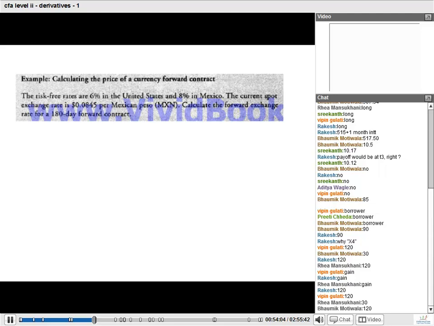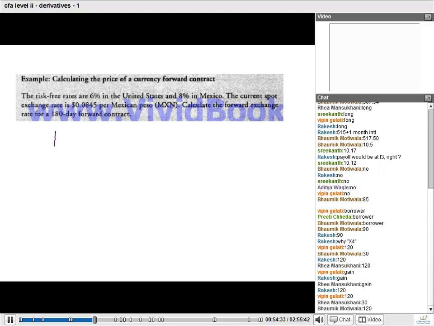Finally, let's understand currency forwards once again. Just like we have forwards on interest rates or stocks or bonds, we can have forwards on currencies. The risk-free rates are 6% in the United States and 8% in Mexico. The current spot exchange rate is $0.085 per Mexican peso. Calculate the forward exchange rate for a 180-day contract.